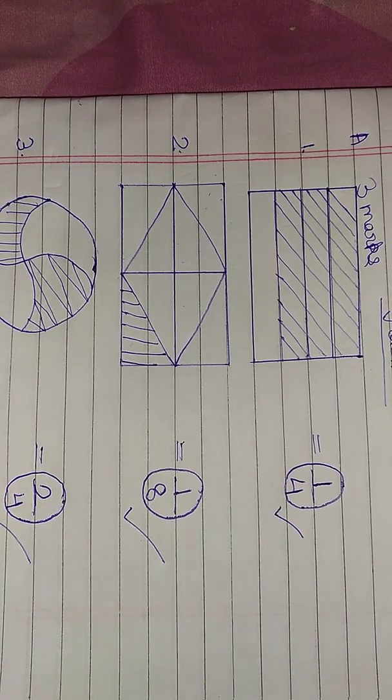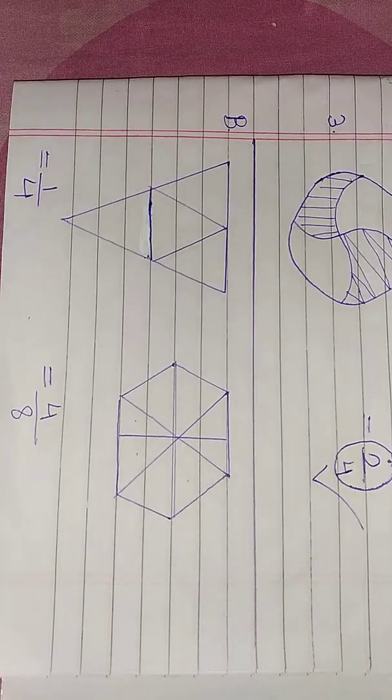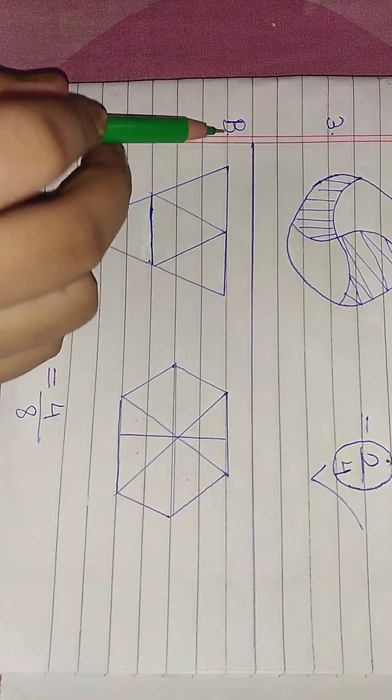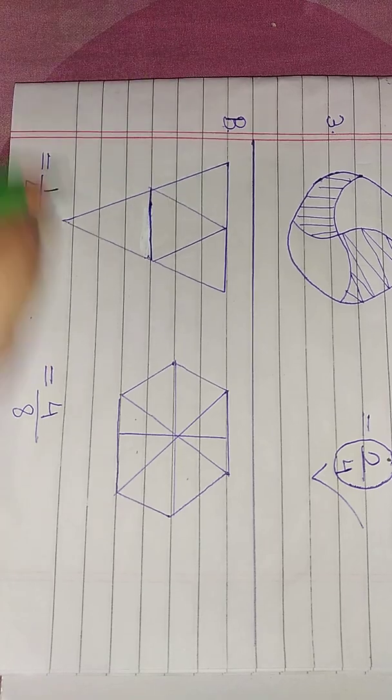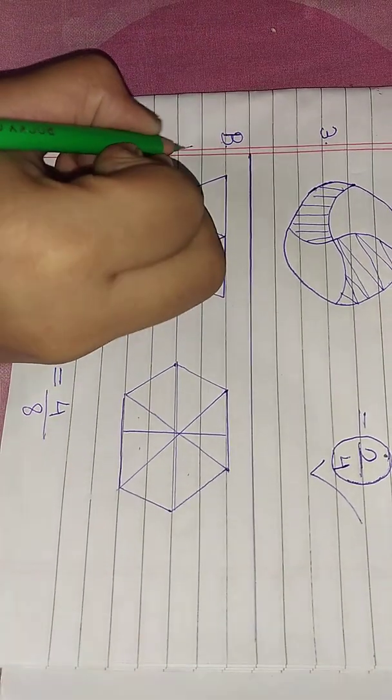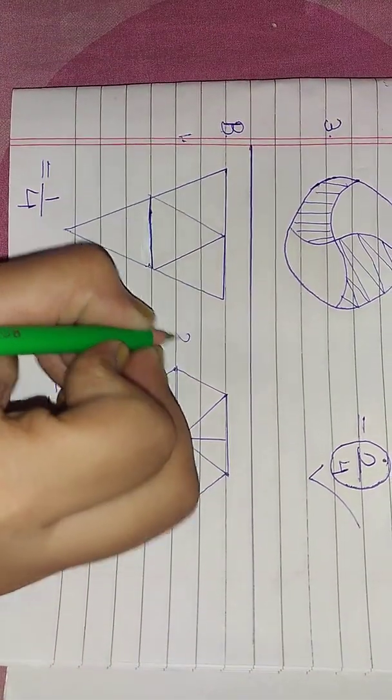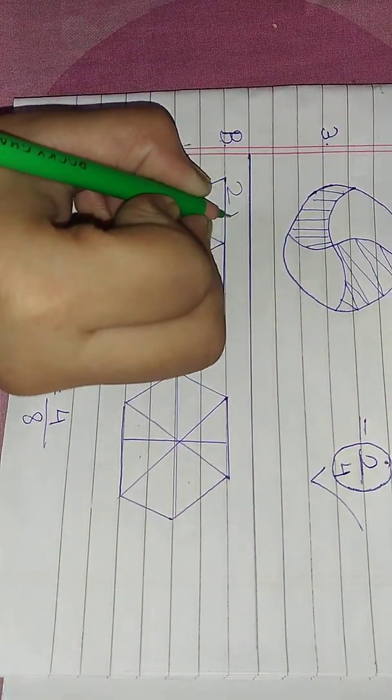Now let's get started with number B. Now friends, we have been moving on to number B. So in number B, there are 2 questions, number 1 question and number 2 question. So this will be of 2 marks.